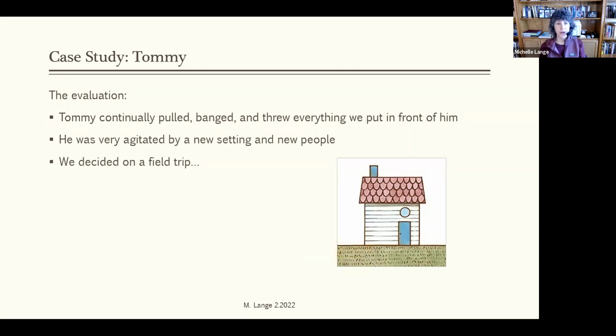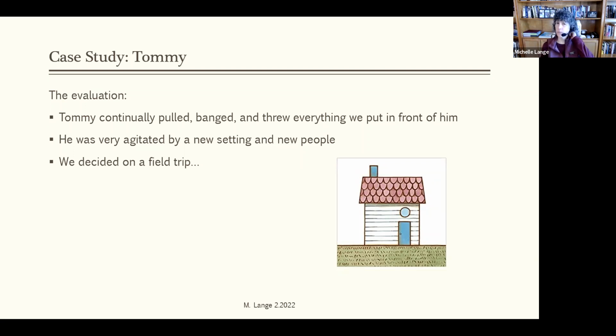So he came in for an evaluation. Well, Tommy, for us as well, pulled everything, banged everything, and threw everything we put in front of him. Everything. We weren't getting very far. He was very agitated by this new setting and by people he didn't know. So we decided that in this situation, we needed to take a field trip. We really needed to see Tommy in his familiar environment.